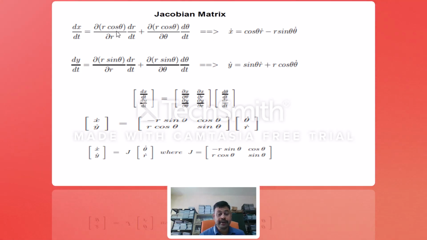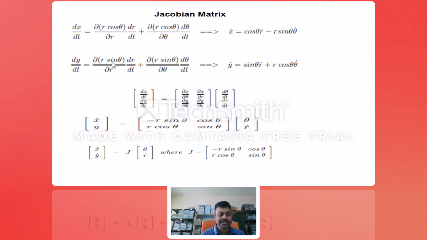Here cos theta you keep as it is, and dr by dt is r dot, so the remaining terms stay. Okay, and minus. Why are they putting minus here? Because partial differentiation of cos theta is minus sin theta. Therefore, this minus sign is coming: minus sin theta. You keep it; r is a constant. Dou cos theta by dou theta is minus sin theta, and d theta by dt is theta dot.